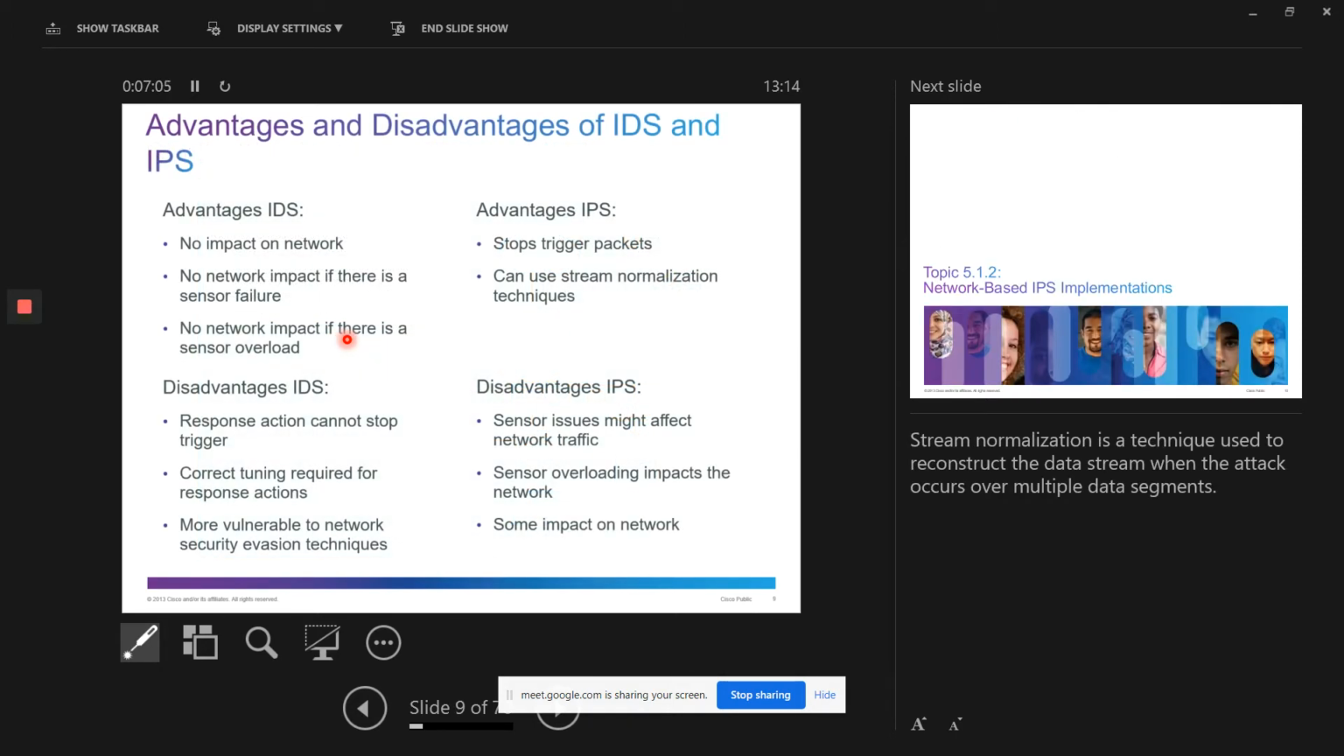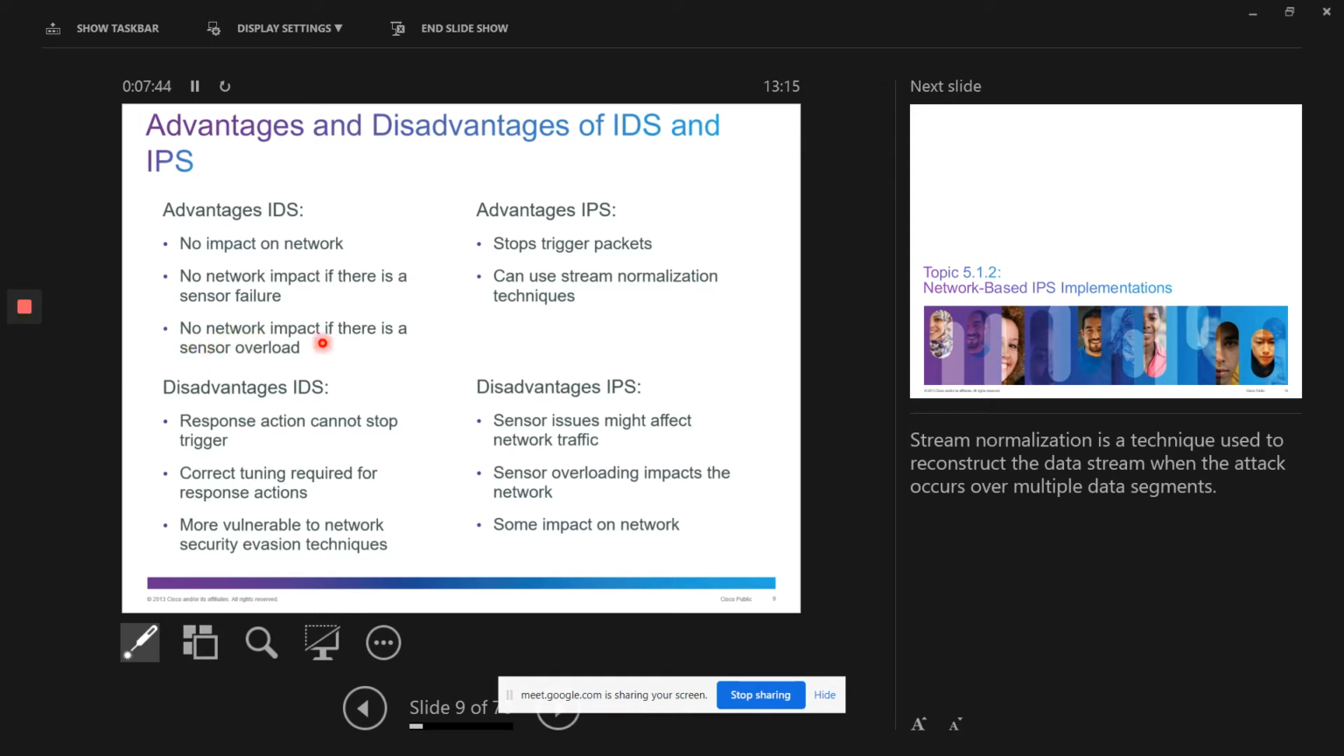Now, for the advantages and disadvantages, the advantages of IDS systems are somehow disadvantages of IPS systems, and the advantages of IPS systems are disadvantages of IDS systems. So sometimes they are used together as well. One advantage of IDS is no impact on the network, whereas the IPS system can have some impact on the network. That's a disadvantage. There is also no network impact if there is a sensor failure, whereas there will be an effect on the network with IPS if the sensor causes some issues.